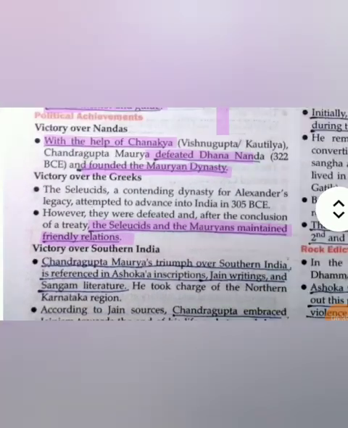Now comes victory over southern India. Chandragupta Maurya's triumph over southern India, triumph meaning victory, is referred to in Ashokan inscriptions, Jain writings, and Sangam literature. So in these three sources, some information is given about Chandragupta Maurya's victory over South India.